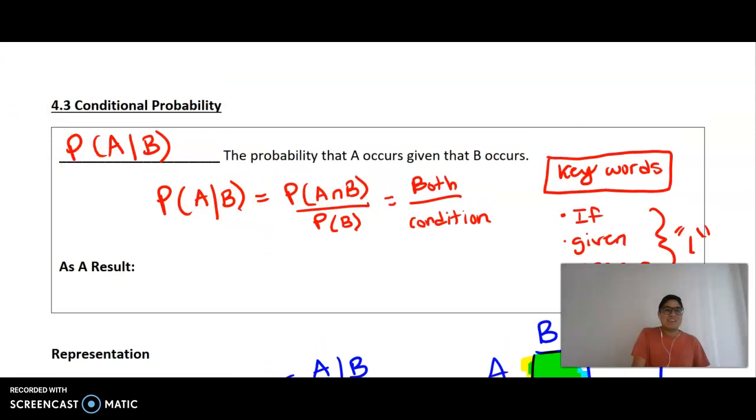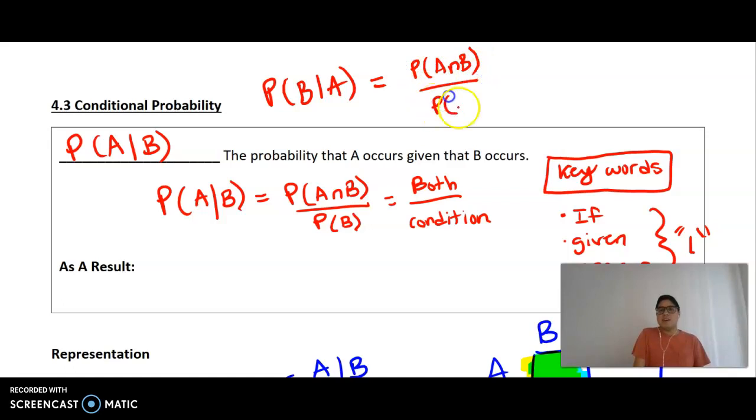And we also could use the alternative to that. It could also be P of B given A, which not much changes. It's still going to be the both in the numerator, and then in the denominator, it's just the condition. So it doesn't matter what the given is. If there's a conditional probability, the numerator is the intersection, the denominator is that condition.